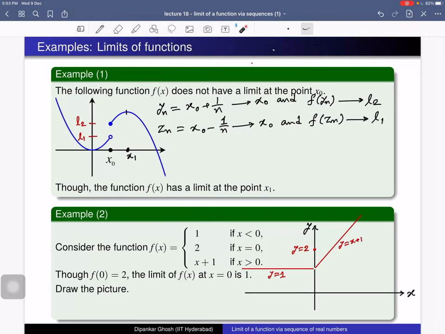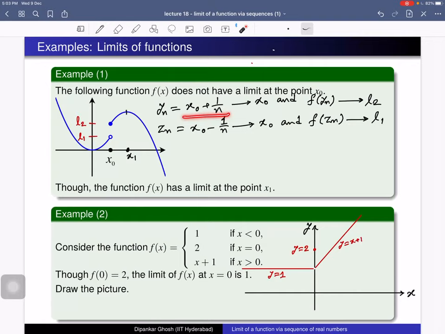In this case, let's consider this sequence. If we approach from the right side and get closer and closer to this value x naught, let's consider the sequence whose nth term is x naught plus 1 by n.